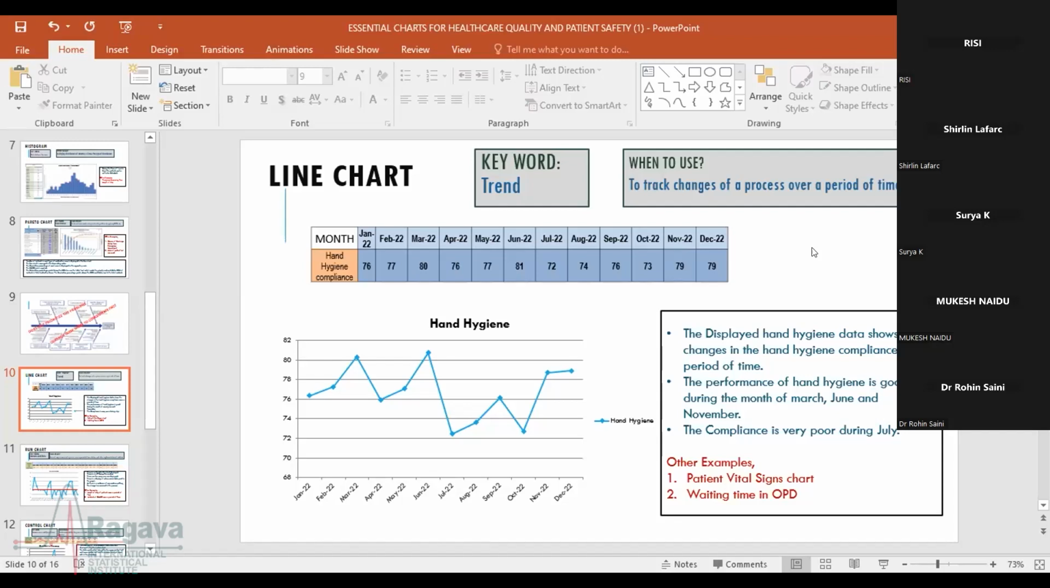So that is what this hand hygiene compliance line chart is also explaining. I will be able to do the same thing for the patient vital signs chart also, and for the waiting time in the OPD also, I will be able to display it in a line chart.